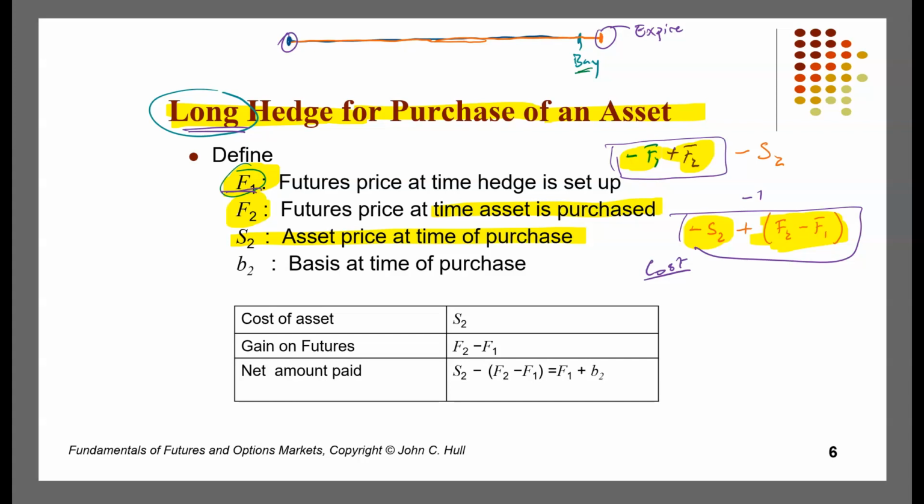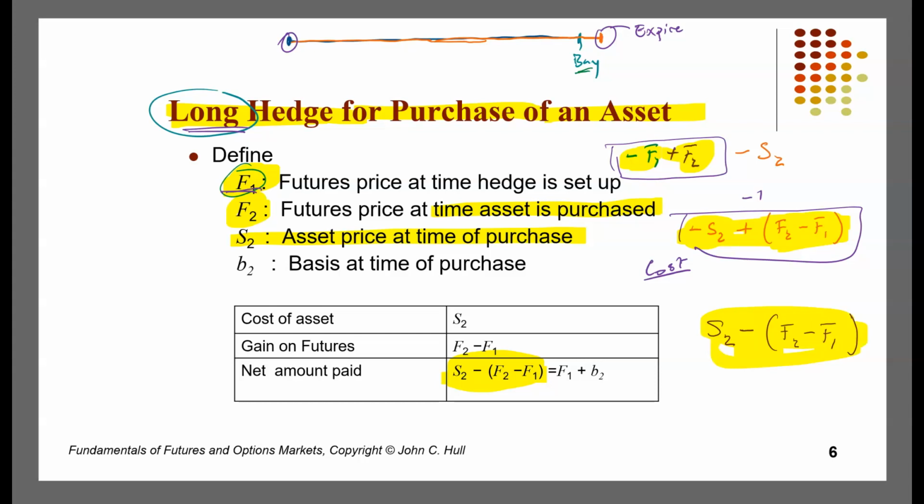And so if I multiply the whole thing by minus 1, what do I have? I have S2 minus (F2 minus F1), and that's essentially what we have here. The difference between this and what we have here is the understanding that it is a cost. So this is the positive value of that cost.